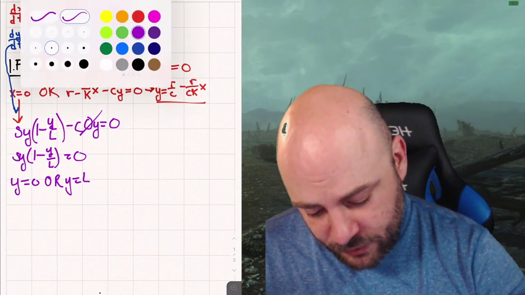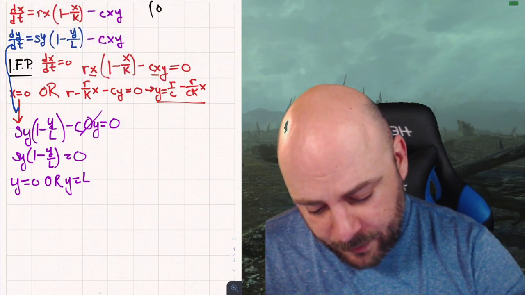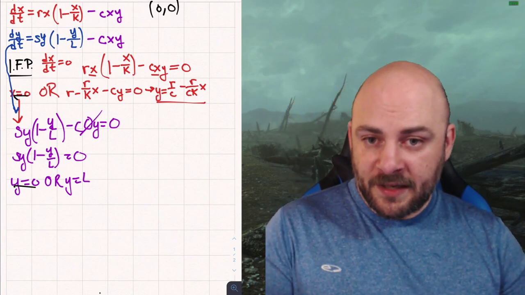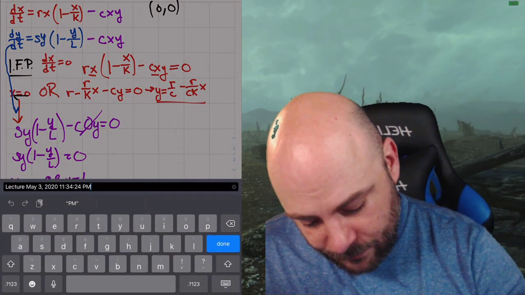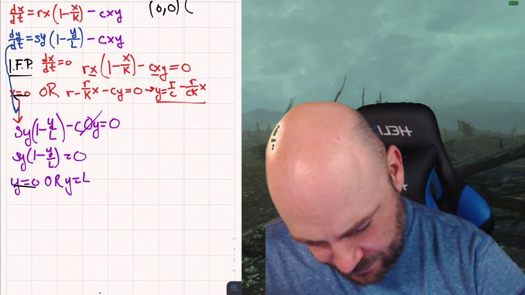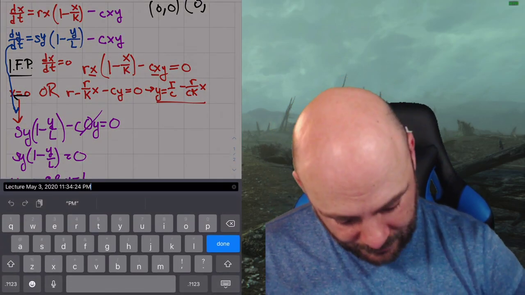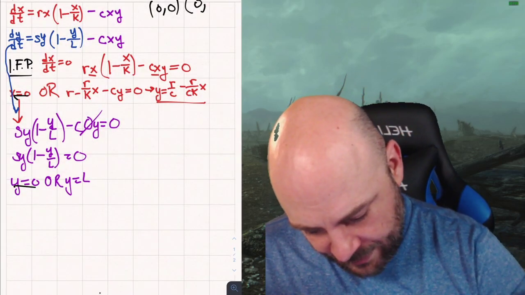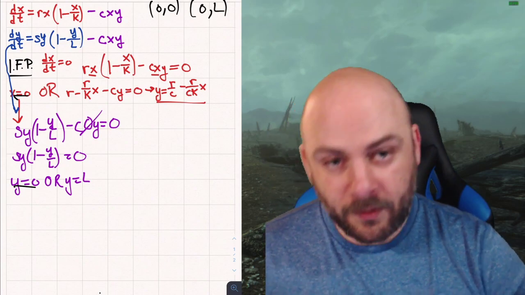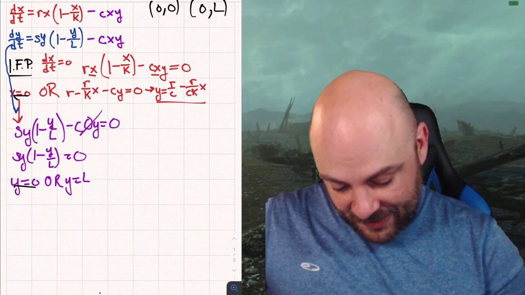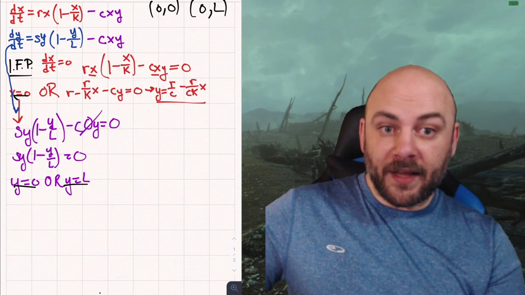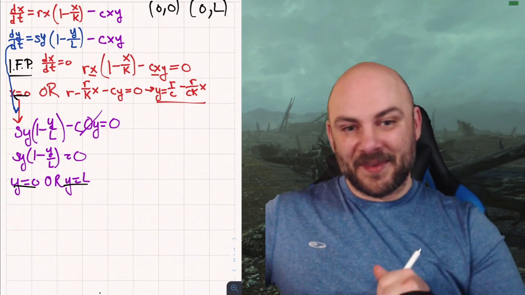All right? So I'm going to write them in the top here. I've got the equilibrium point (0, 0). That's using the x equals 0 and y equals 0 facts. And I get the equilibrium point (0, L). Oops, my arm hit the bottom here. And that's again using the x equals 0 and the y equals L fact that resulted from that. So far, so good? Okay, great.